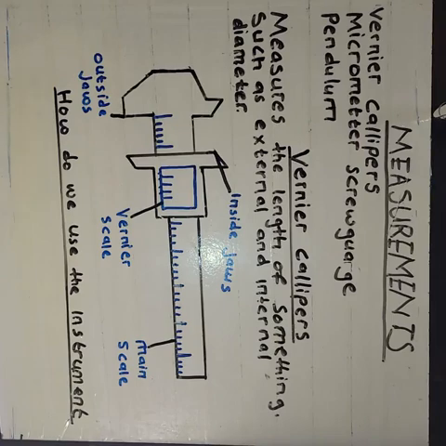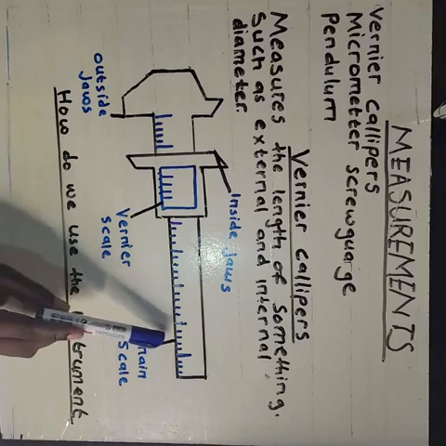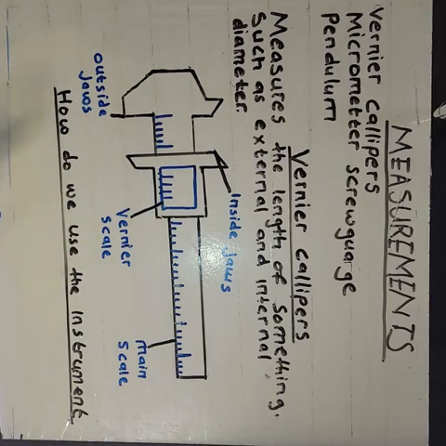How do you read it? You read the zero mark of the Vernier scale. So you have the main scale and you have the Vernier scale. Then you need to look at the Vernier scale and find the marking on the Vernier scale that lines up with the main scale.